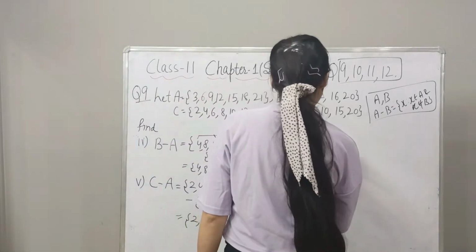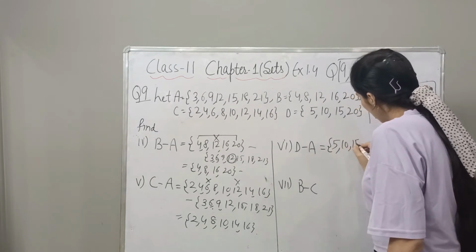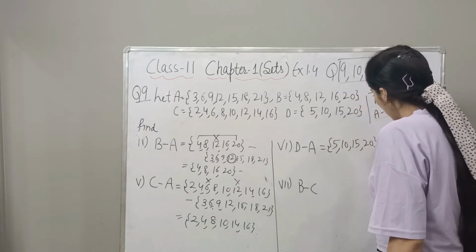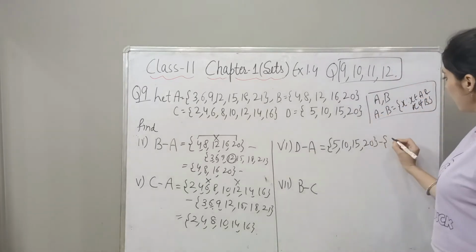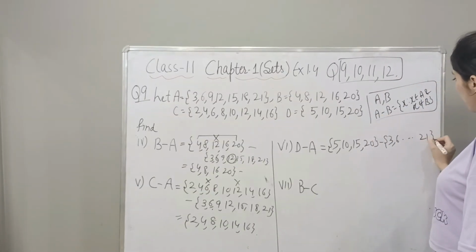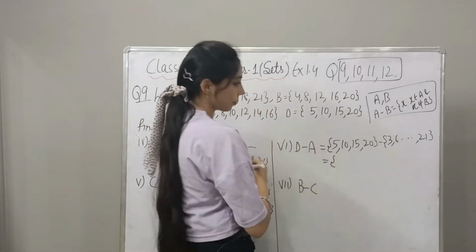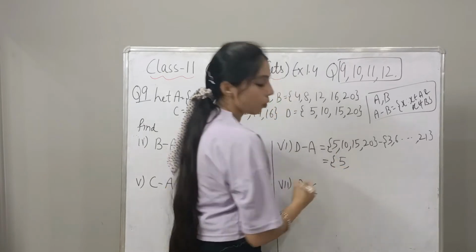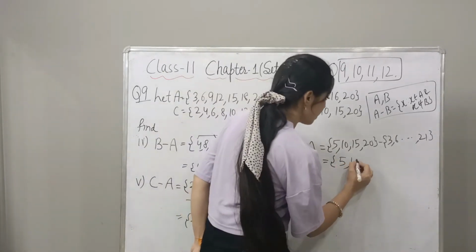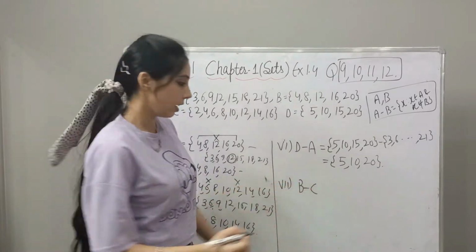What about D difference A? D is 5, 10, 15, 20. What is A? All the multiples of 3 but less than 24. 5 is not a multiple of 3, so we will write 5, 10 and 20. This is the difference of D and A.